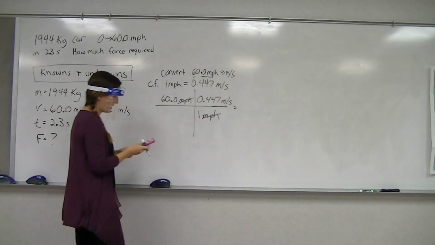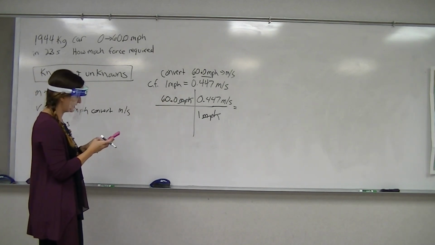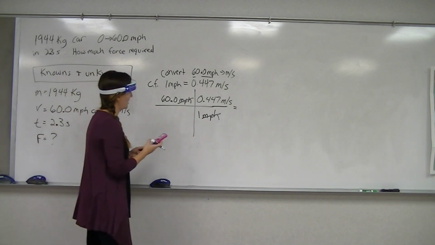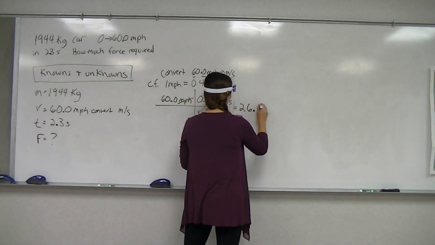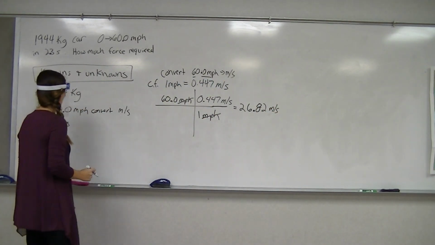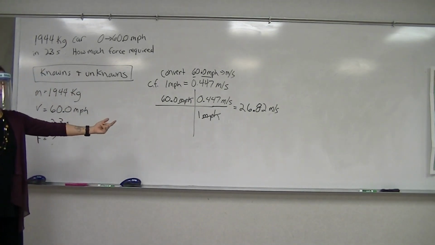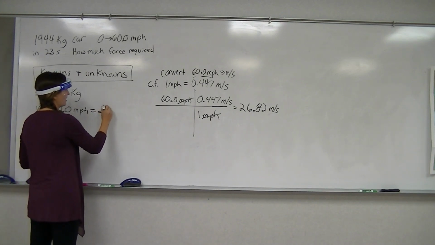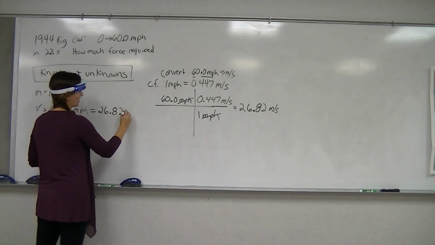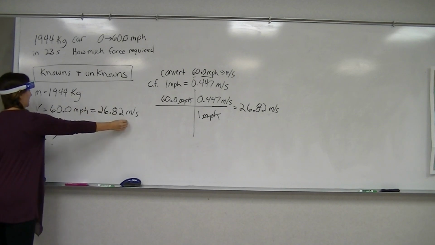So what is 60 miles per hour in meters per second? To figure that out, I multiply across, so 60 times 0.447, and I get 26.82. Notice I'm not worrying about sig figs here. Why would I ever not worry about sig figs? Because this isn't a final answer. I want to keep all the digits I can until I get to the final answer, just to get a more accurate answer. So that's why I have 4 instead of rounding it to 3. Now, I have the units that I need.